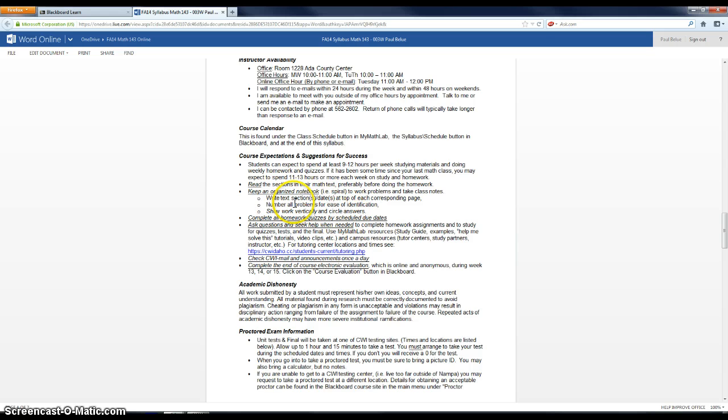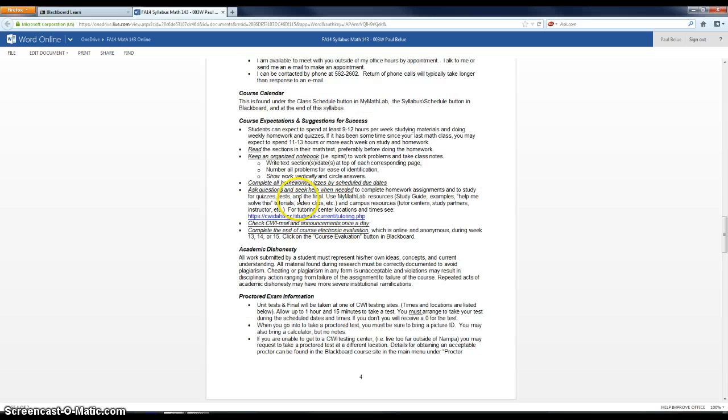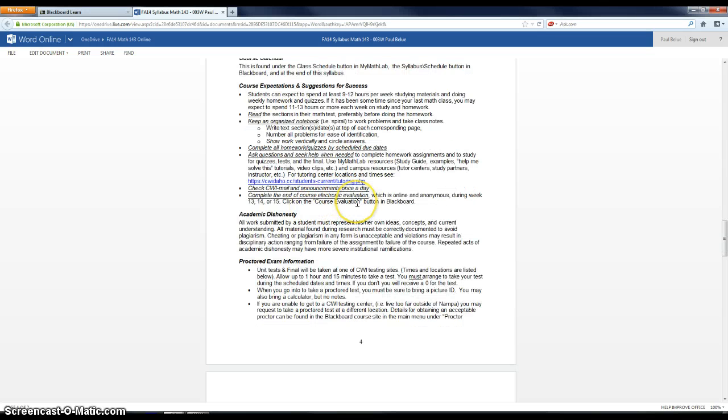This is also helpful if you come in and ask questions, to be able to identify the problem that you have a question about in the homework and quizzes. Get everything done by the due dates. Ask questions and seek help when it is needed. Check your CWI email and announcements once a day, and complete the end of course electronic evaluation.